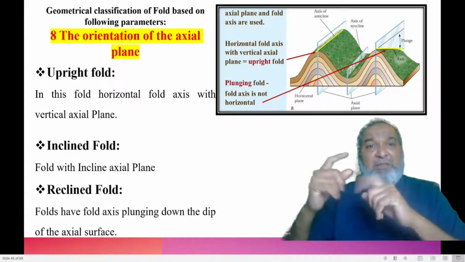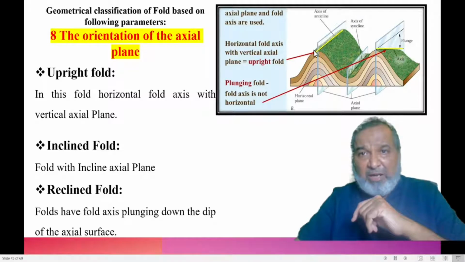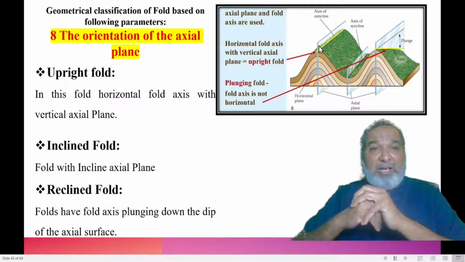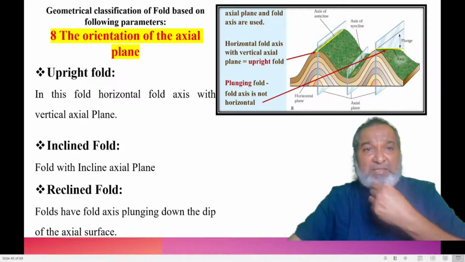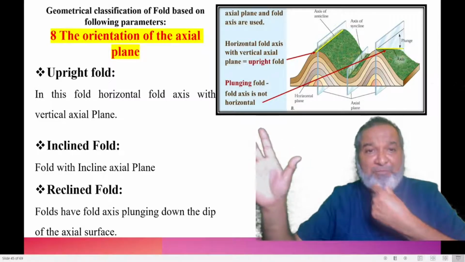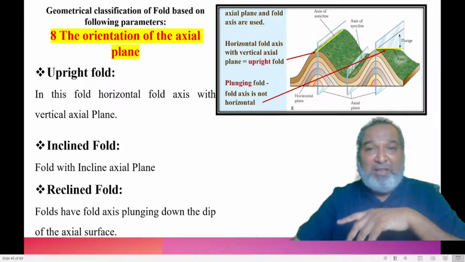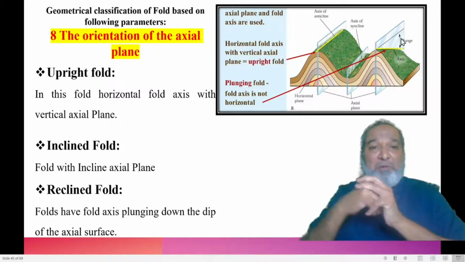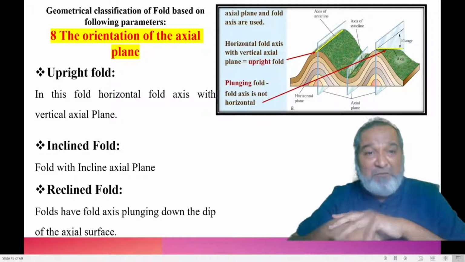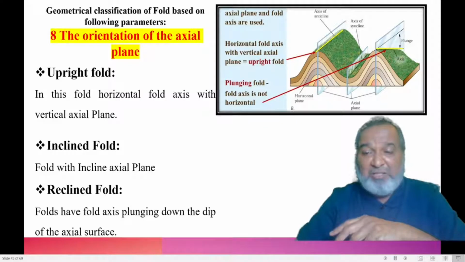Upright fold: in this, a horizontal fold axis with a vertical axial plane. Here the vertical axial plane is there and the fold axis is horizontal. So this will be called the upright one. Horizontal is the fold axis. Then it is called an upright fold, meaning it is standing properly. Inclined fold, when the axis makes an incline, then that will be the inclined fold. Reclined fold: the fold axis plunges down the dip of the axial plane.